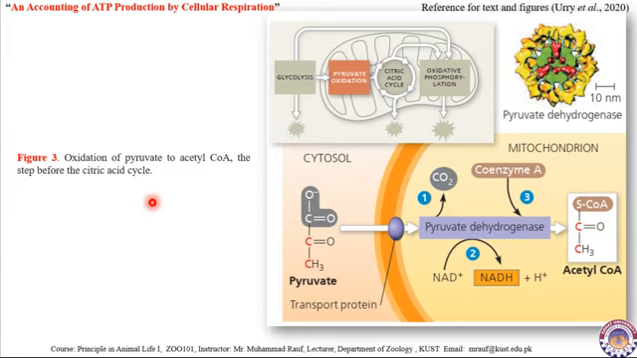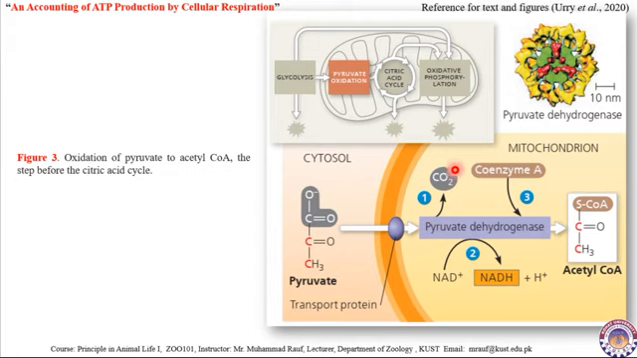Now, the pyruvate molecule enters the mitochondria through a transport protein and is processed by a complex of several enzymes known as pyruvate dehydrogenase. Now, this complex catalyzes the 3 numbered steps: the conversion of pyruvate to acetyl coenzyme A.